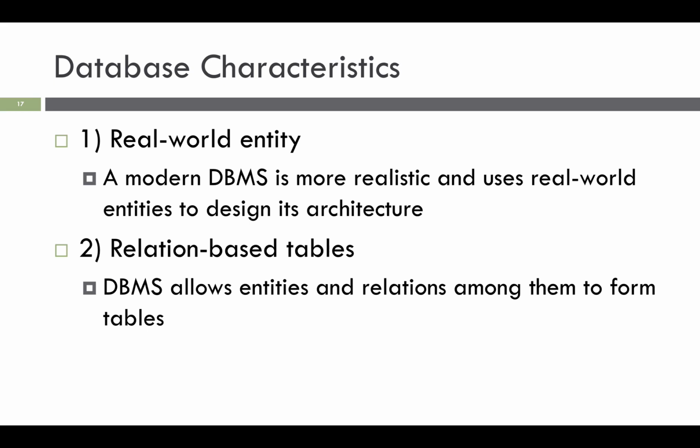Traditionally, data was organized in file formats. A modern DBMS has the following characteristics. It's a real-world entity, meaning that the modern DBMS is more realistic and uses real-world entities to design its architecture. It uses behaviors and attributes too. For example, a school database may use students as an entity and their age as an attribute.